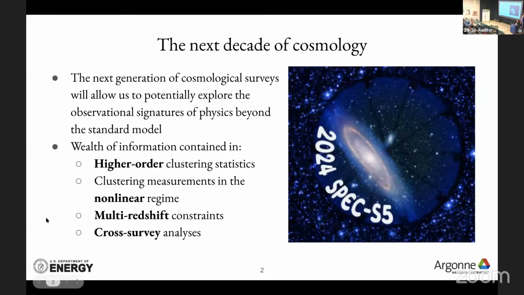So I think the next decade of cosmology is going to be really exciting, especially because the next generation of cosmological surveys has the potential to uncover observational signatures of physics beyond the standard model. And in particular, I think there is a wealth of new information to be accessed by including higher order clustering statistics, clustering in the nonlinear regime, multi-redshift constraints, and cross-survey analyses.